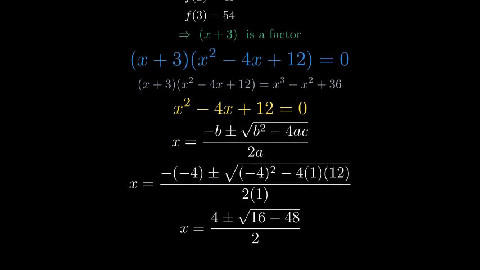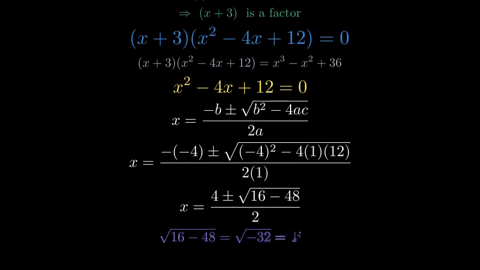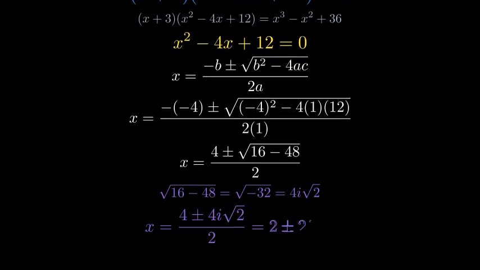The discriminant is 16 minus 48, which is -32. So the roots are complex. We simplify the square root of -32 as 4i times the square root of 2. That gives x equals 2 plus 2i square root 2, and x equals 2 minus 2i square root 2.